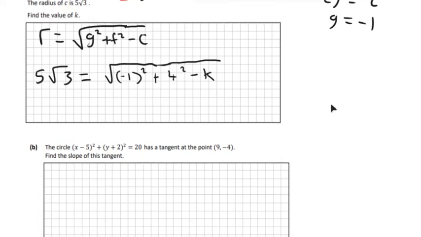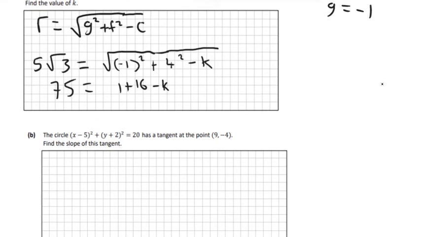Then because you've got roots on both sides, you can just square both sides. So 5 root 3 all squared gives you 75, and then this is just going to be 1 plus 16 minus k, because the big square root is gone. If you add 1 and 16 together, you get 17, and then take that away from the left hand side, you get 58 equals minus k. So if minus k is 58, just multiply across by minus 1, so k is minus 58. And that's part A.